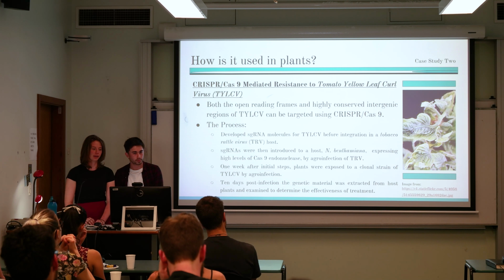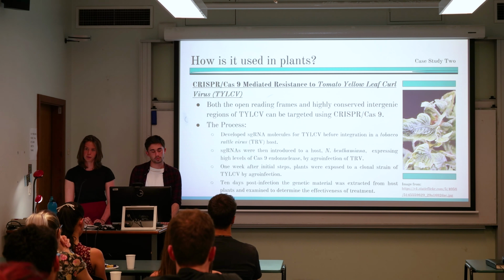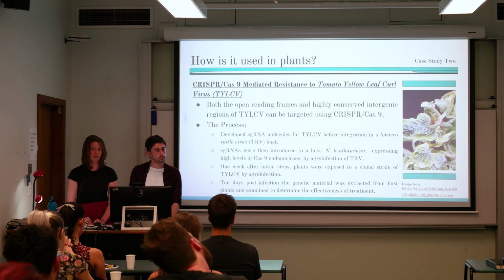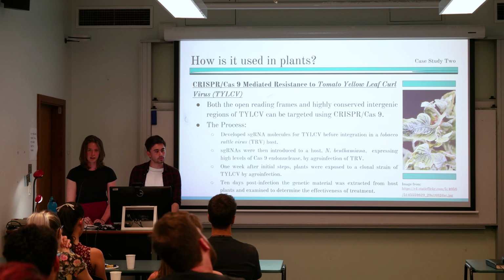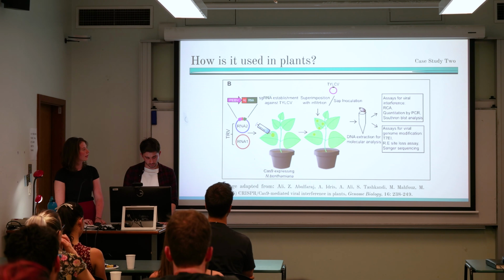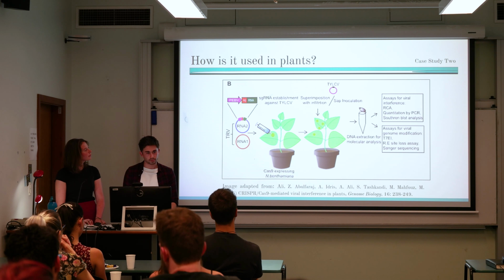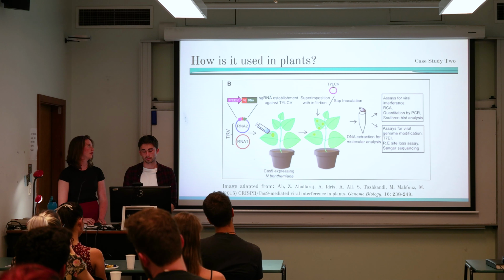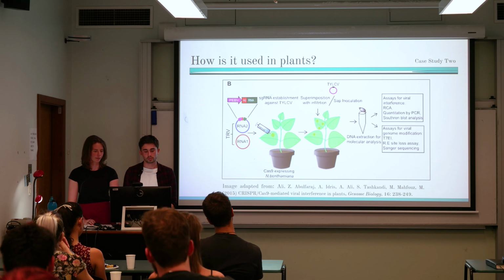One week after these initial steps, the plants were exposed to a clonal strain of their pathogen. Ten days after this infection, the genetic material was extracted from their host and examined to determine the effectiveness of the treatment. So this is a graphic explaining the method itself. As you can see on the left, the guide RNA is implanted into its host vector. The vector is moved into its host plant, which is then infected by the virus itself. The tissue is extracted from systemic leaves, and the DNA is examined by techniques such as PCR and the like.